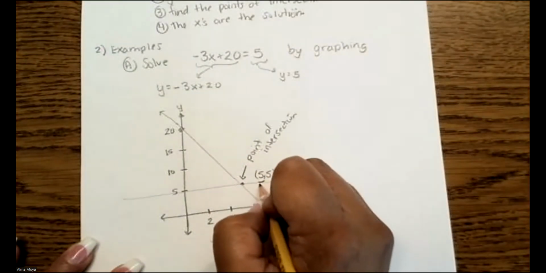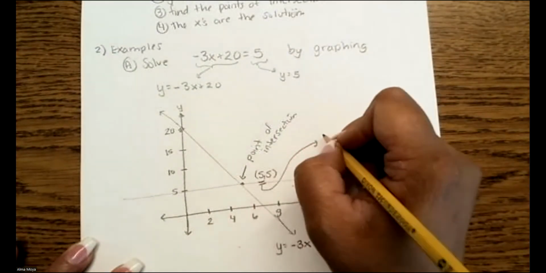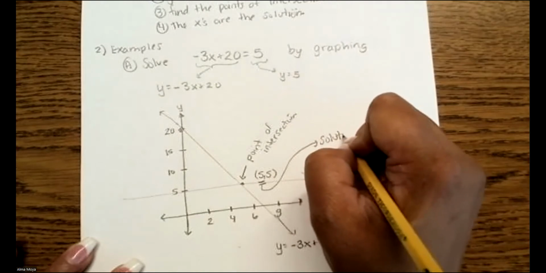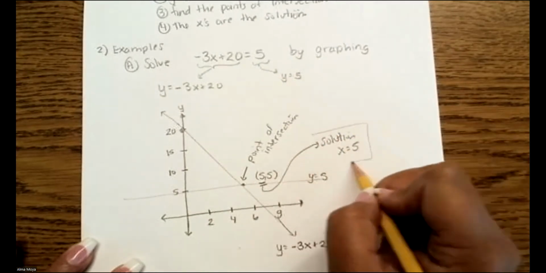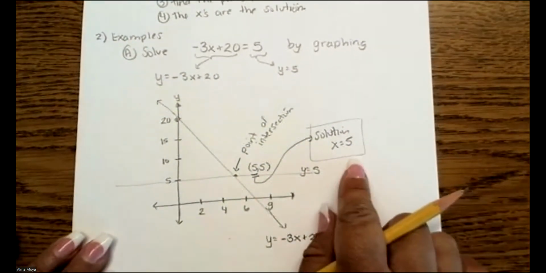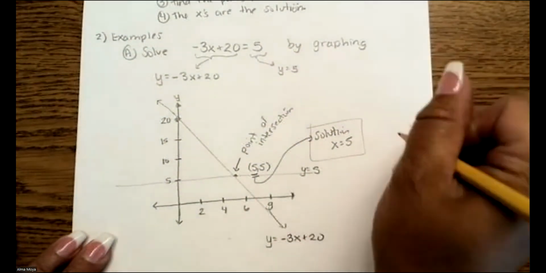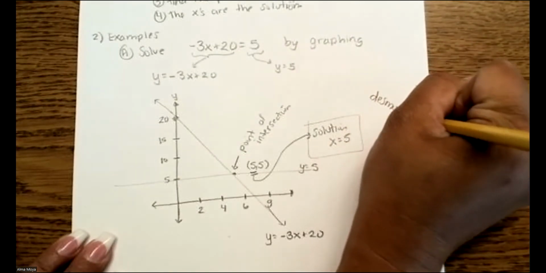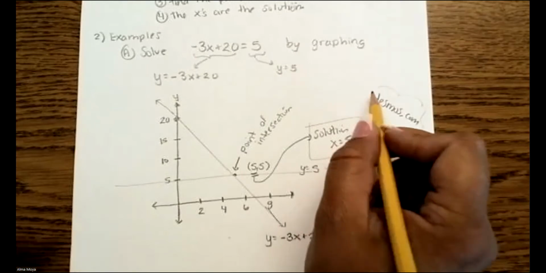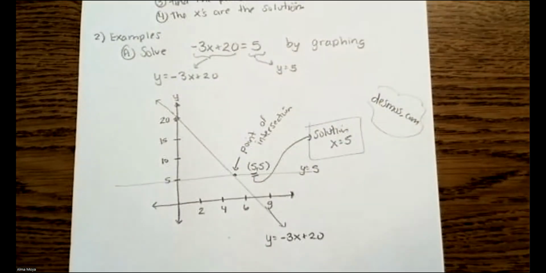The solution is only the x value. So right here, my solution is the x value. Another way I could have done this is I could have used Desmos, and I could have graphed these. I'll use Desmos on the next one so you can see it.